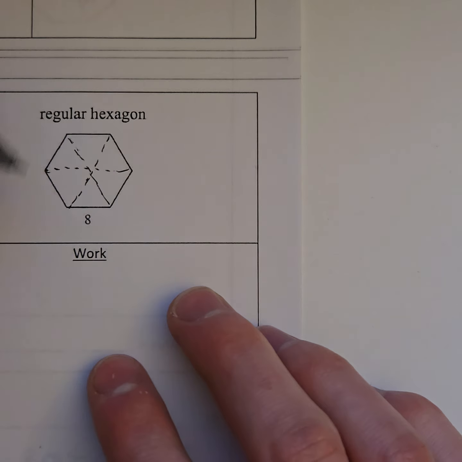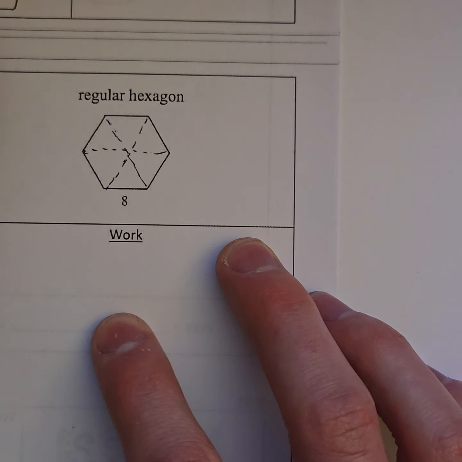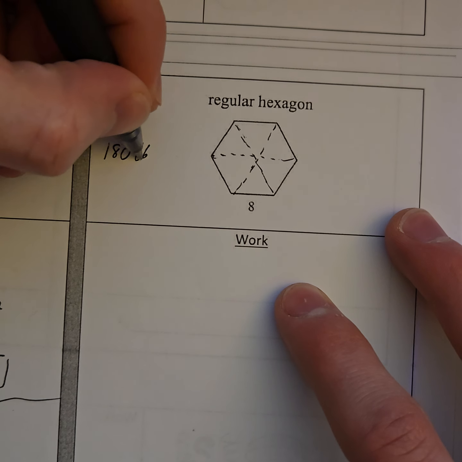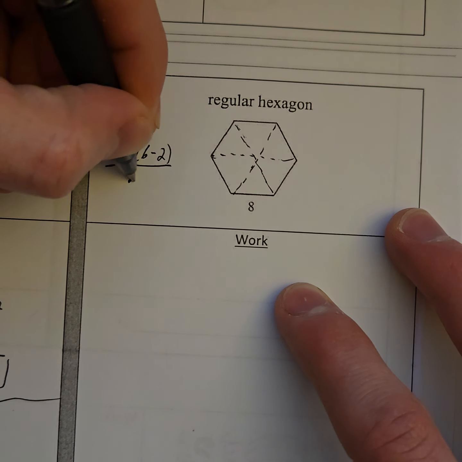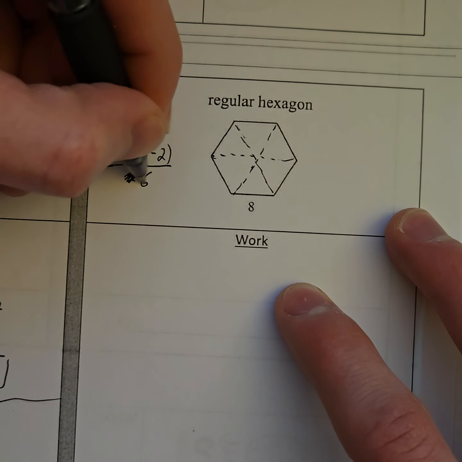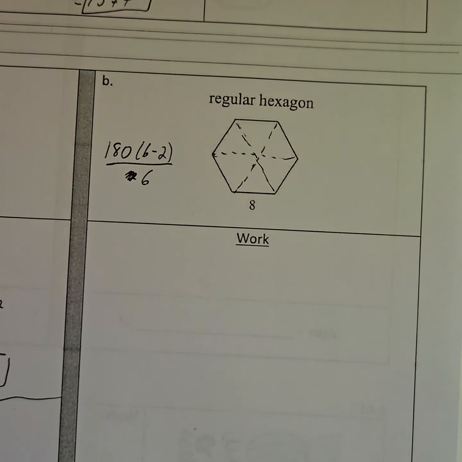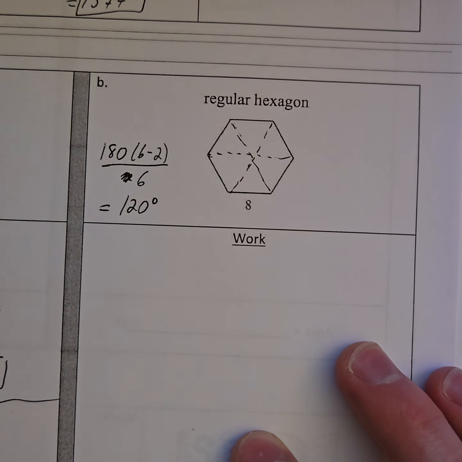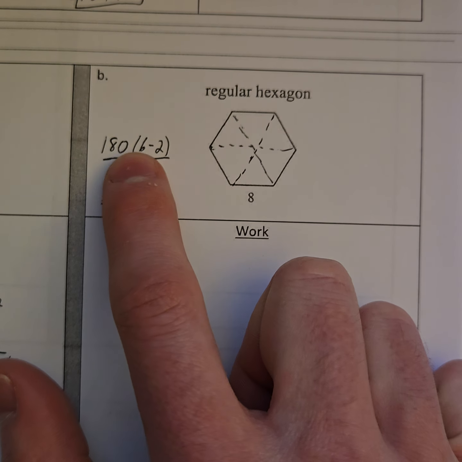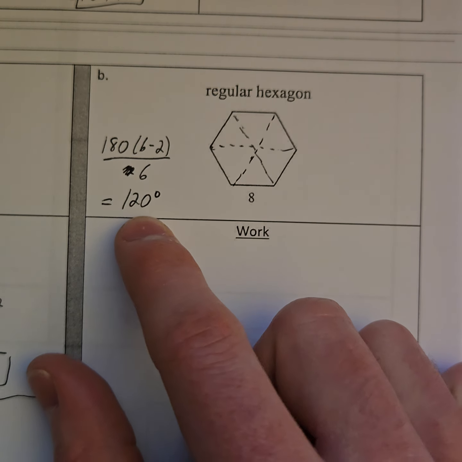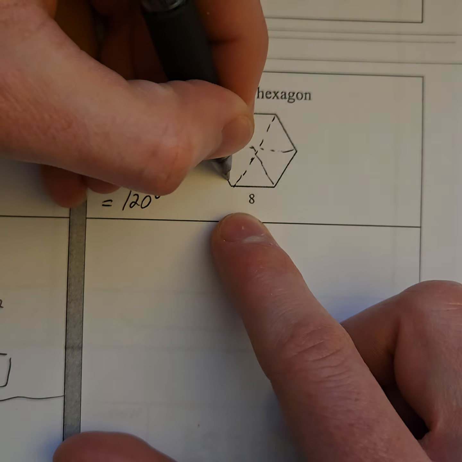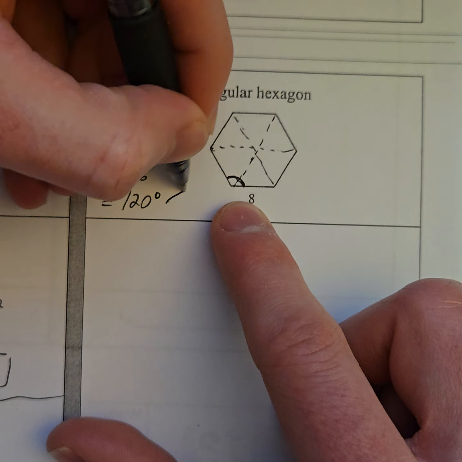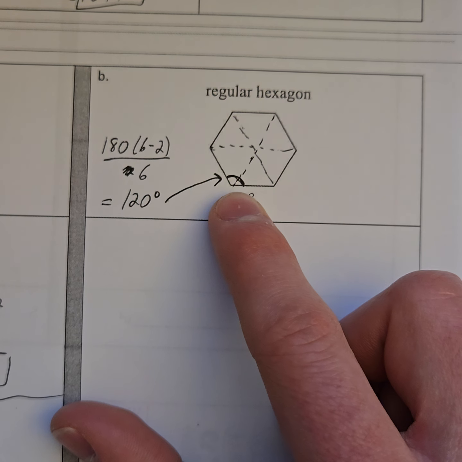So if I do that, let's take 180 times 6 minus 2, divided by 6. This is your number of sides. And if you do that, that should end up giving you 120 degrees if you plug it in correctly. 4 times 180 divided by 6 is 120. So that means this full angle right here and all of these are going to be 120 degrees.